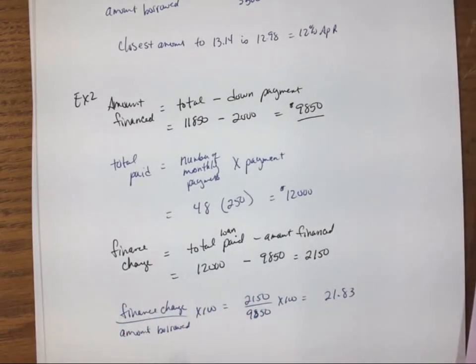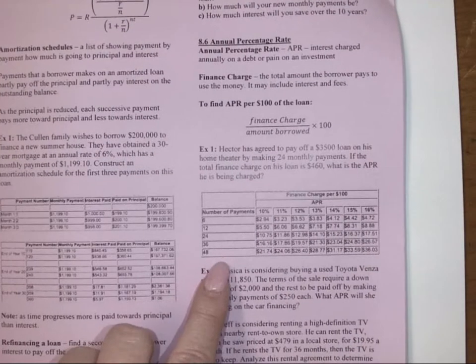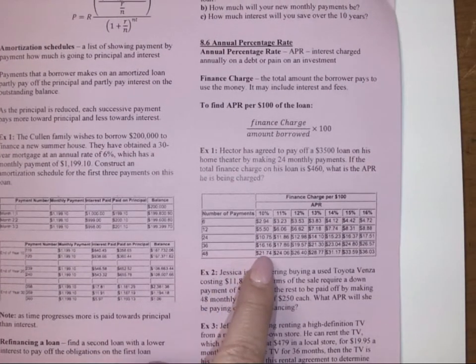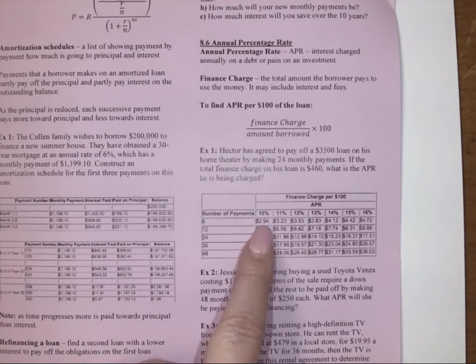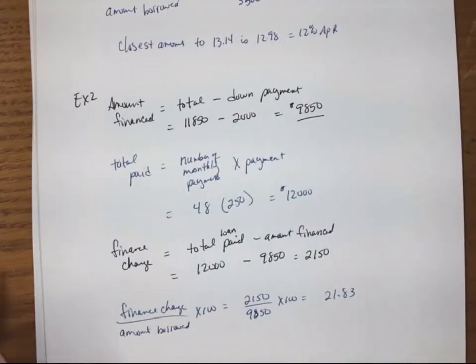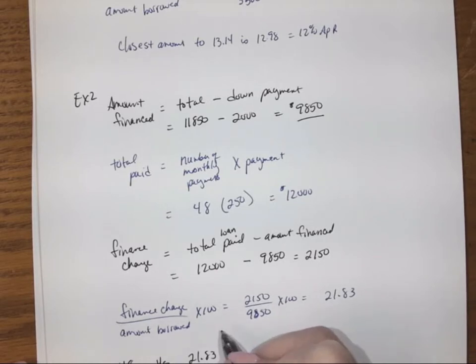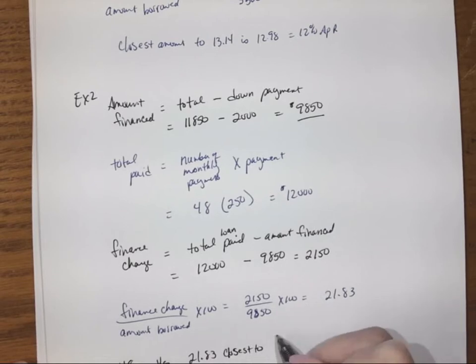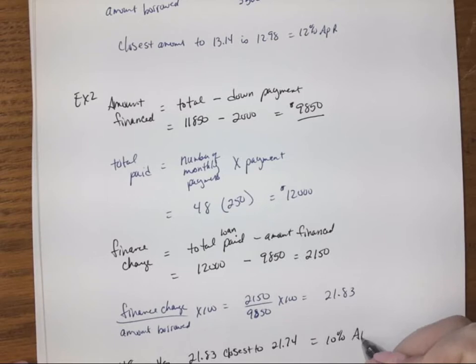So we are looking at 48 months. So for 48 months, we're looking at $21.83. Well, $21.74 is as close as we can get to that. So we come up and our interest is 10%. So again, for 48 months, $21.83, closest to that $21.74, so it equals a 10% APR.